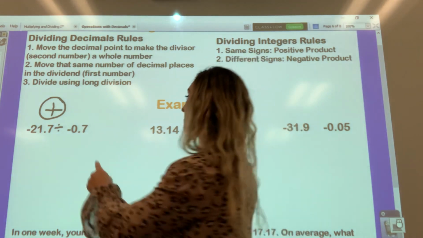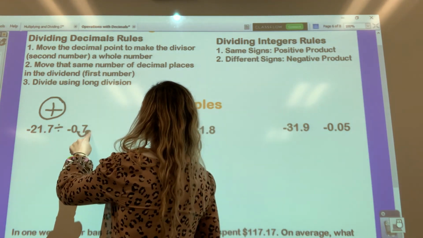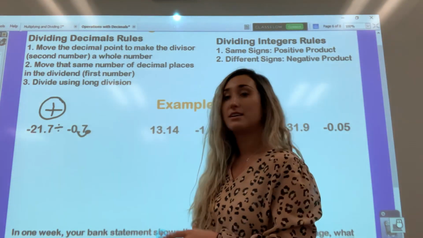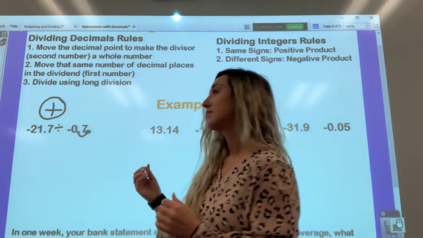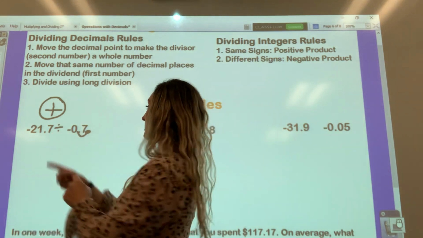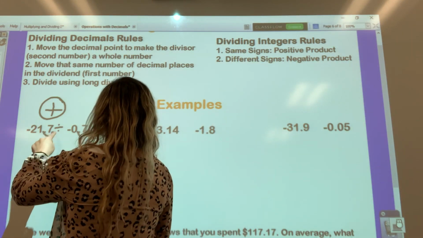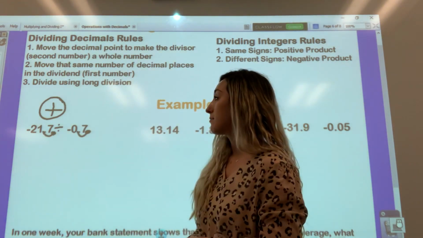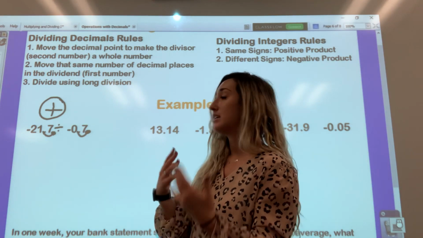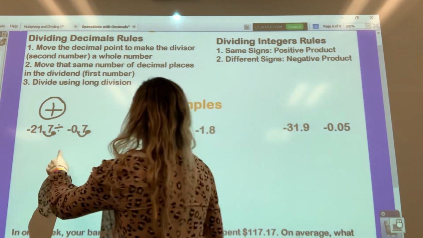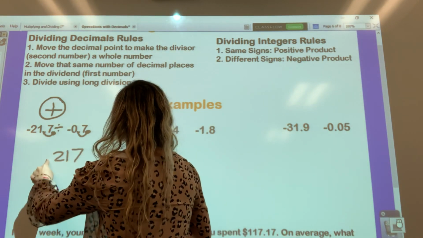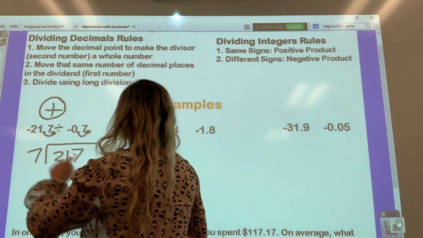Secondly, we want this number to be a whole number, so I move the decimal point over one space to make 0.7 into 7. Because I moved it one space here, I also need to move it over one space here to make that number 21.7 into 217. So our new problem that we're working with is 217 divided by 7.